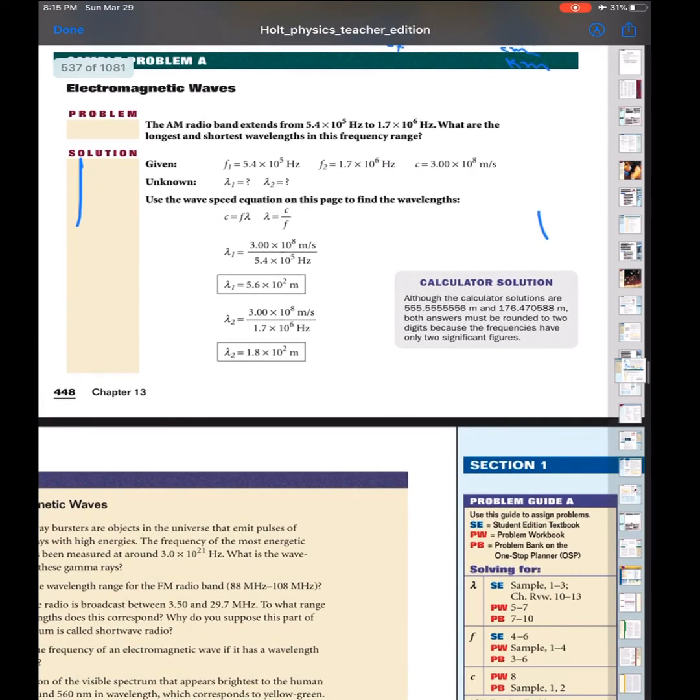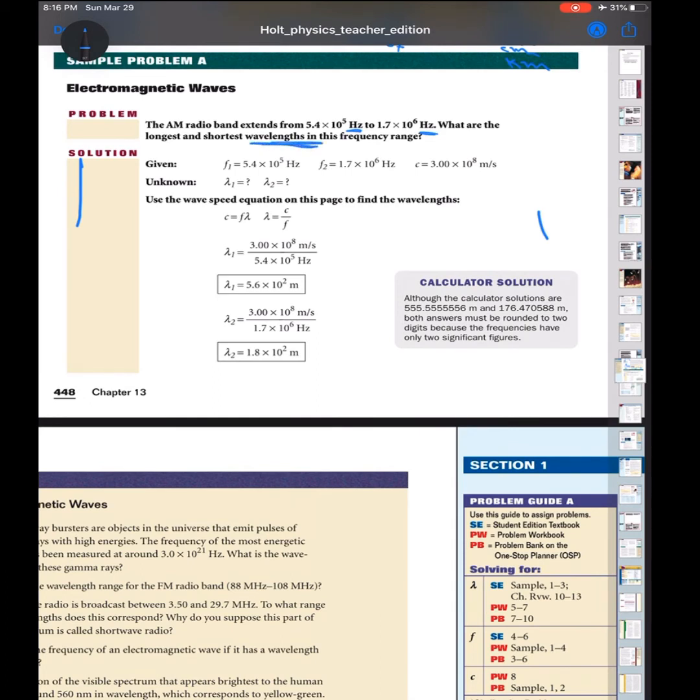We can have this example, as you see, solve it. The AM radio band extends from 5.4 times 10 to the power 5 hertz to 1.7 times 10 to the power 6 hertz. What are the longest and the shortest wavelength in this frequency range? So it means this is the frequency, because it's written in hertz. That's the frequency. We need to find the wavelengths.